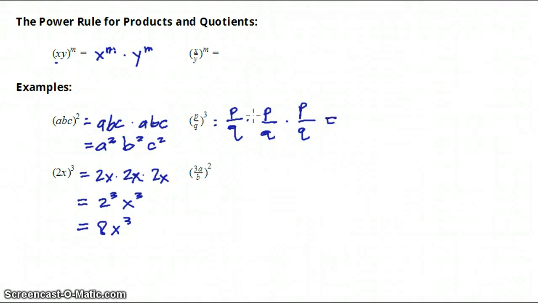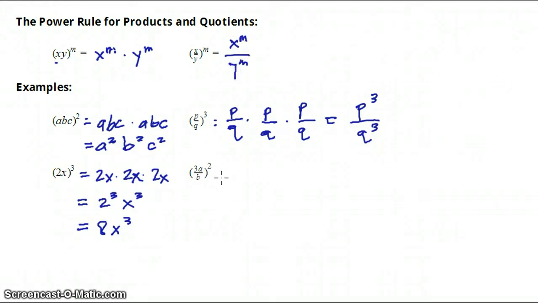And if I were to put that back together, I would have p to the third power over q to the third power. And that's the power rule for quotients. I'm going to take that exponent and apply it to both the numerator and the denominator. So the general form here for the power rule for quotients, if I have x over y raised to the m power, that's going to be x to the m over y to the m.